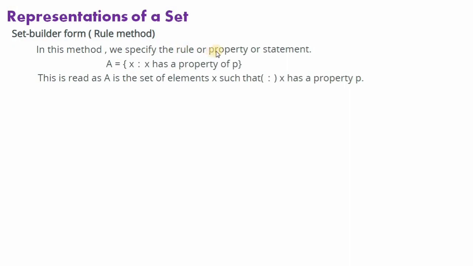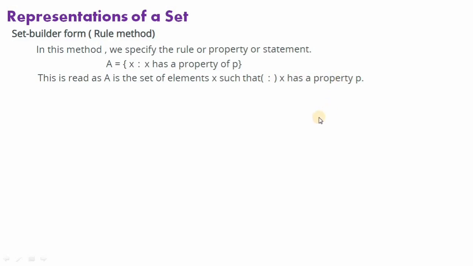Next is called set builder form, also called the rule method. Here we specify the rule, property or statement. We will try to understand using some examples. There's a set capital A, and within this we mention one variable, most often written as x. The vertical bar means such that. So we read this as A is the set of elements x such that x has a property p.